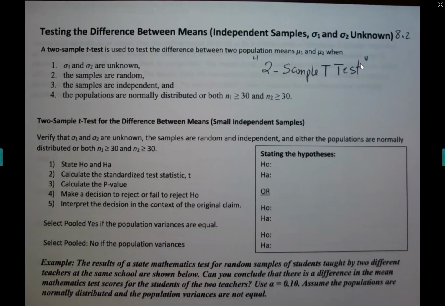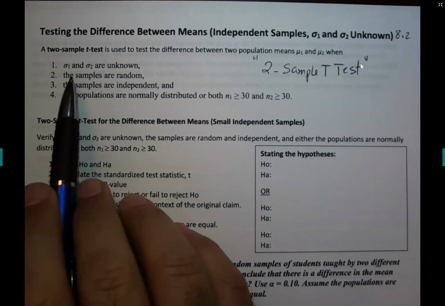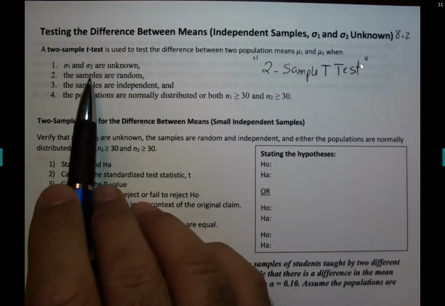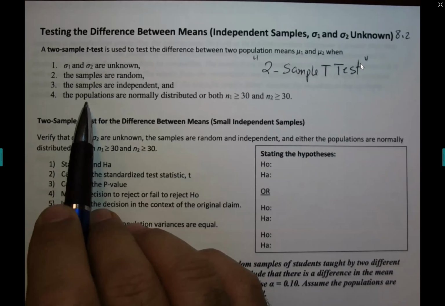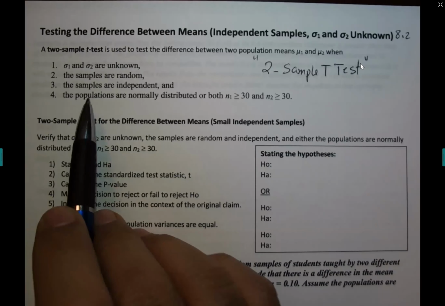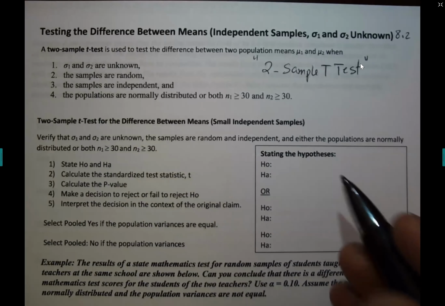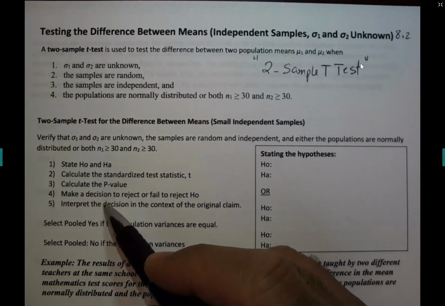Conditions of the test. Sigma 1 and sigma 2 are unknown. Samples are random. They are independent and the populations are bell-shaped or the sample size is more than 30. What are the steps, guys? Exactly the same as before, same steps.